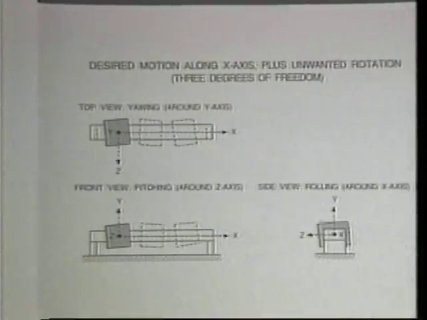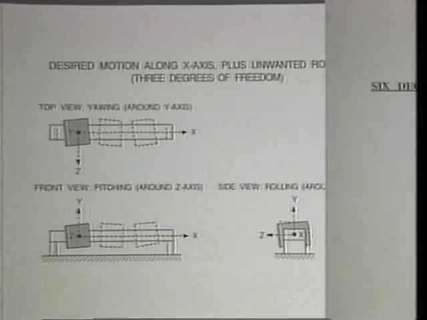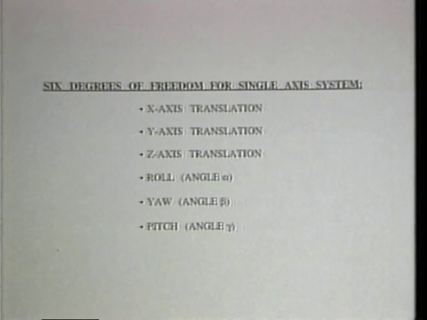In addition to these translational errors, angular errors exist which can also give rise to additional positioning errors. These angular errors, yaw, pitch, and roll, are the angular or rotational degrees of freedom associated with an axis of motion. Therefore, for an actual system, there are 6 degrees of freedom for each axis of motion, 3 translational and 3 rotational.